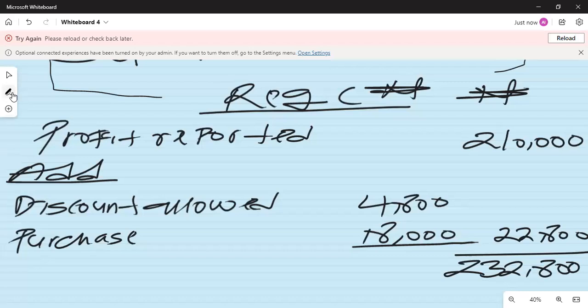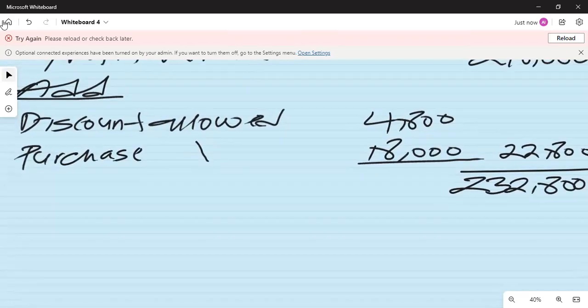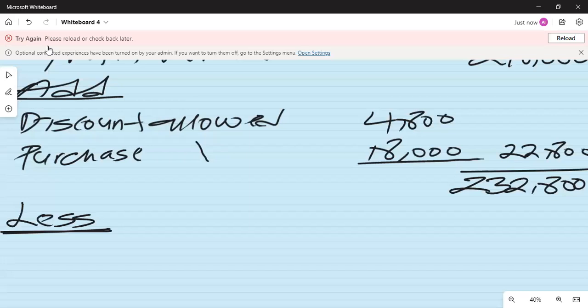Then you need to look for, since we have added now, an item that we are going to less. So now go back to the question. Is there anything that was understated? Is there anything that was overstated?